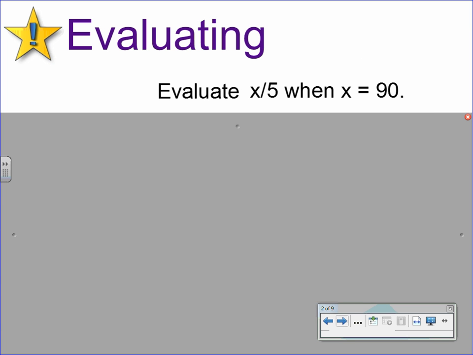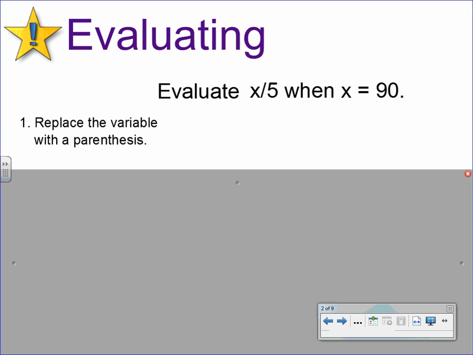So you've probably evaluated before. If you saw this problem, evaluate x over 5 when x equals 90, what would you do? 90 divided by 5. Right, so when you're putting 90 in for x, what's the fancy math word for that? When we're replacing the variable with something, it starts with an S. We're substituting, okay?